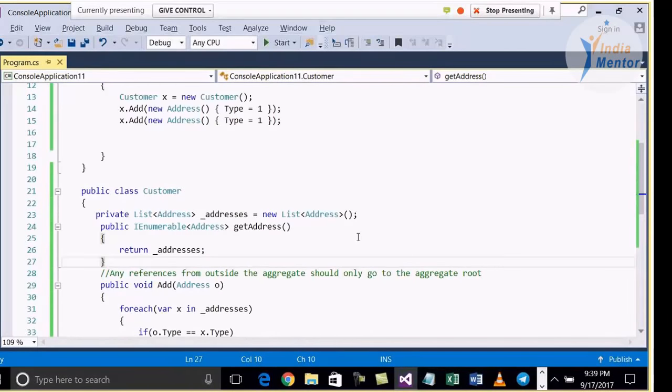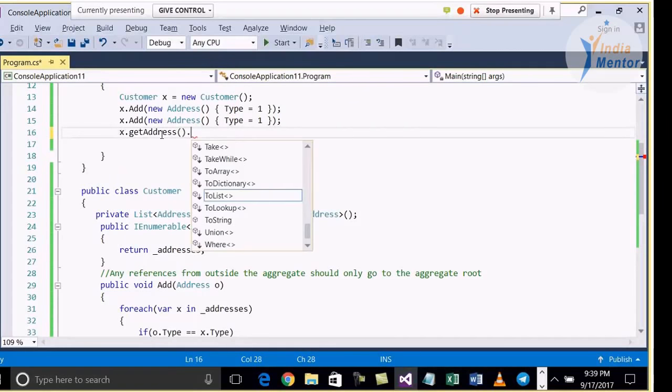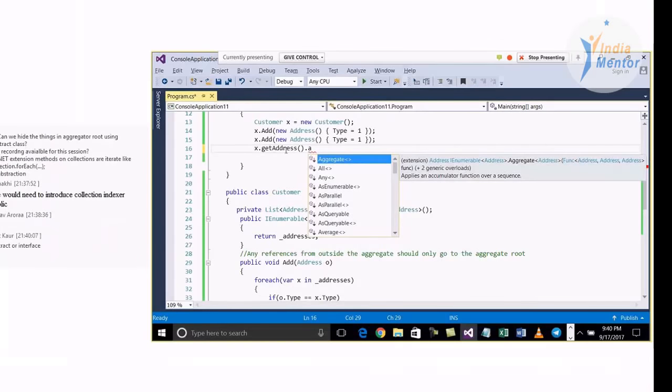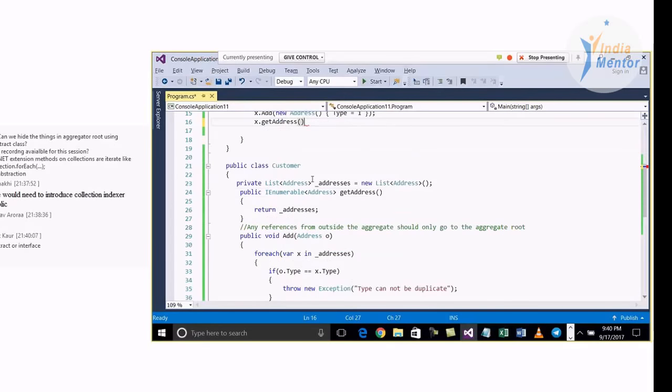Now if I want to browse the address, I can say x dot GetAddress, and you can see when I do a dot, I don't find any manipulative methods like add or insert. I just get iteration, right? So if anybody wants to iterate, he can just use a for each loop. And if anybody wants to manipulate, we have those strong rules which we have written, and it will go through the filter of those rules. So if you want to implement an iterator pattern, you can just expose it as IEnumerable.